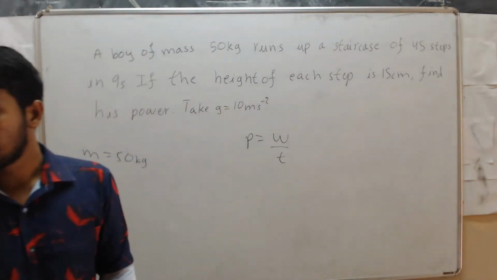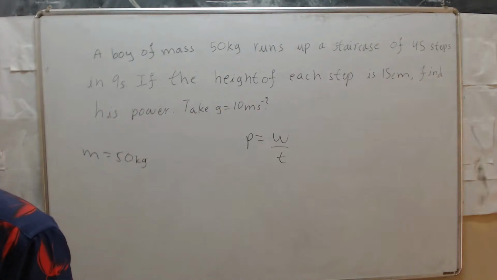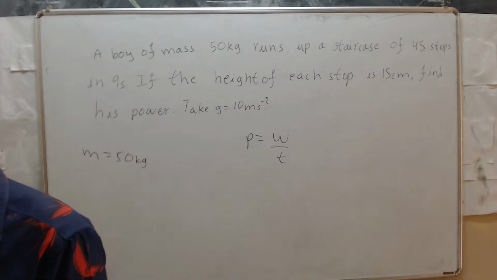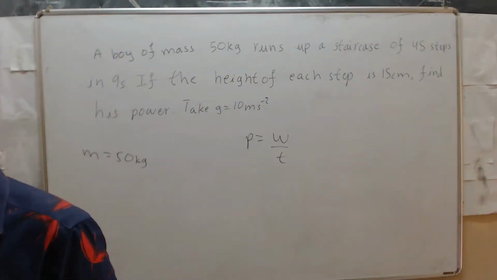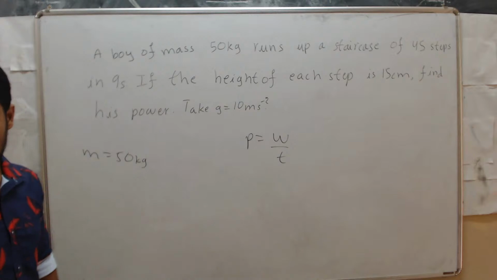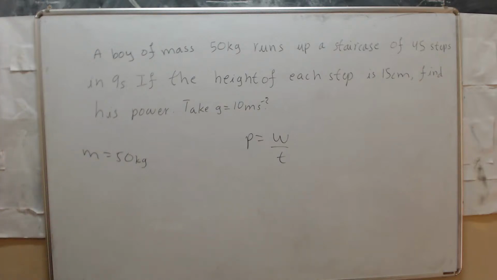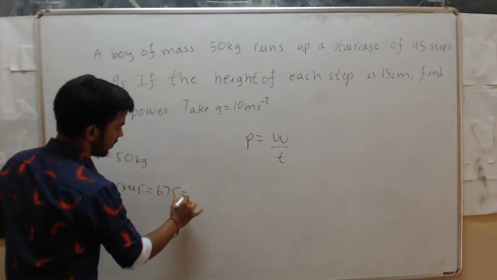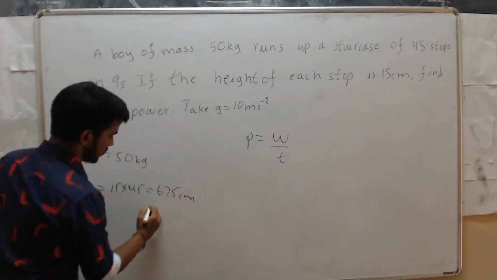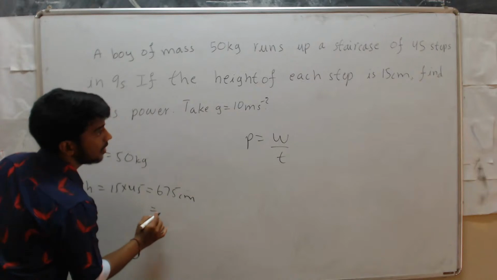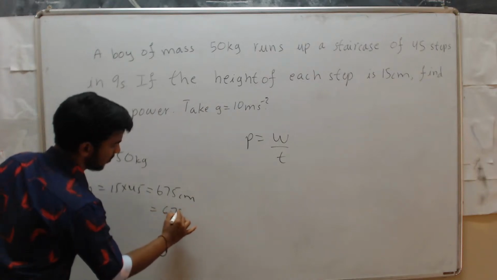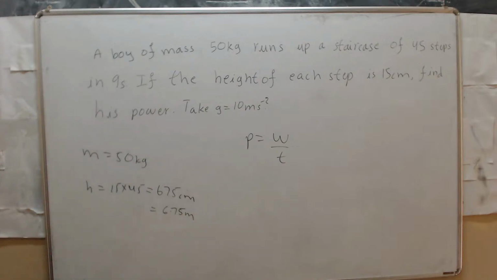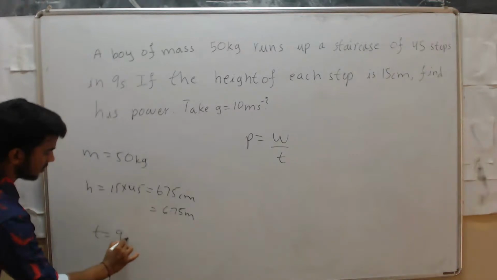So 15 into 45. First multiply 15 into 45, then convert it into meter. 15 into 45 is equal to 675 centimeter, so converting to meter, that is 6.75 meter. Next, time, t equals 9 seconds.